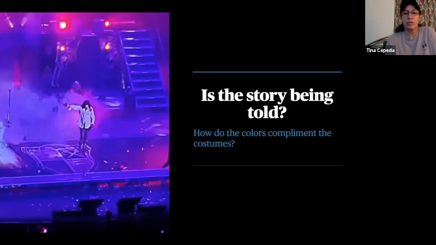So is the story being told? How do the colors complement the costumes in this photo? Obviously, we're using a lot of magenta here, and white, black, and red are the colors that the costumes on stage are. So it actually complements, feeding a little magenta or red into the lighting scape behind, or the backlighting, helps make the colors pop to the audience, especially when they're all wearing black and white.